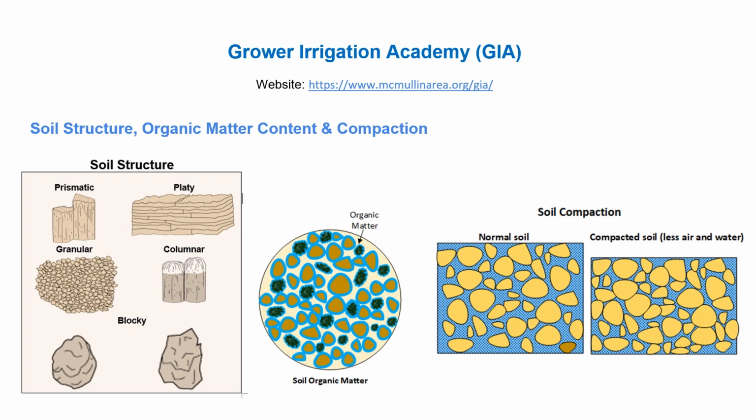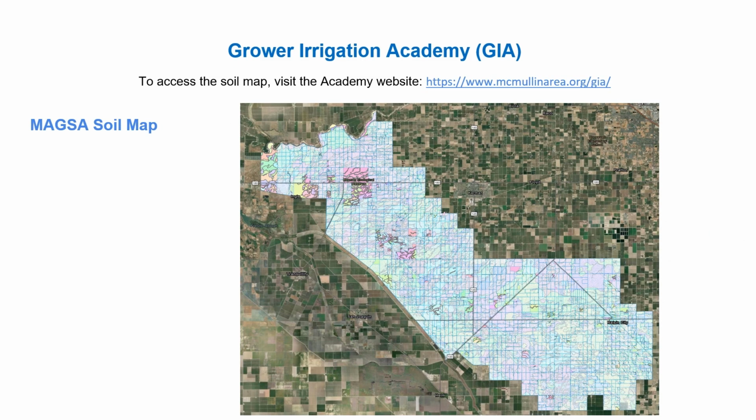Now, let us look at the MAGSA soil map. The Academy has prepared a soil map for the MAGSA service area. Most of the MAGSA area soils are sandy loam or fine sandy loam with a high percentage of sand and a low percentage of organic matter. As you can see in this color-coded soil map, each farm typically has more than one soil type. Do you know how many soil types your farm has?